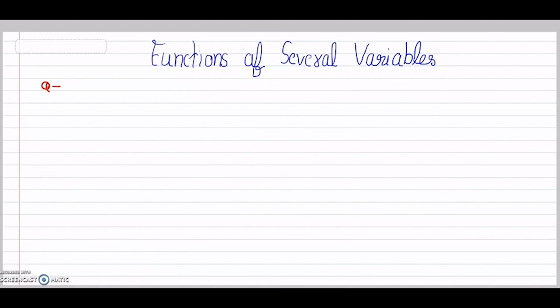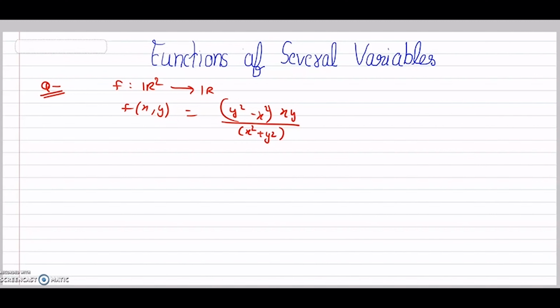एक और क्वेश्चन सॉल्व करते हैं. There is a function from R square to R defined by f(x,y) equals y square minus x square, xy, divided by x square plus y square, for (x,y) not equals to (0,0), and is equals to 0 when (x,y) is equals to (0,0).